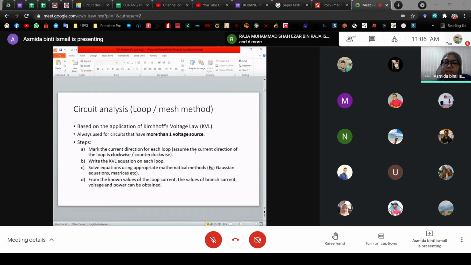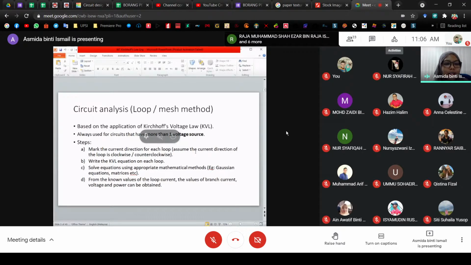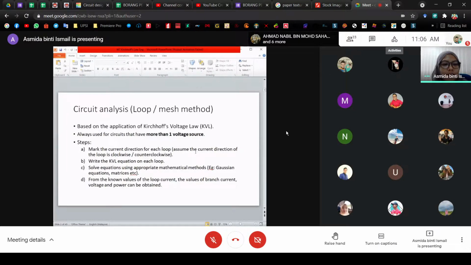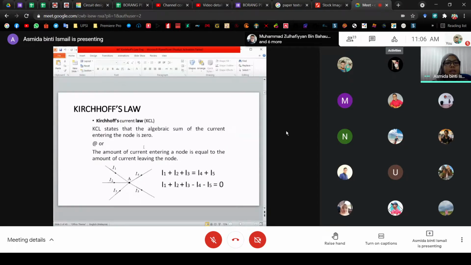can use a metric. And the last one, we can obtain the value for the electrical quantity that we want to find.